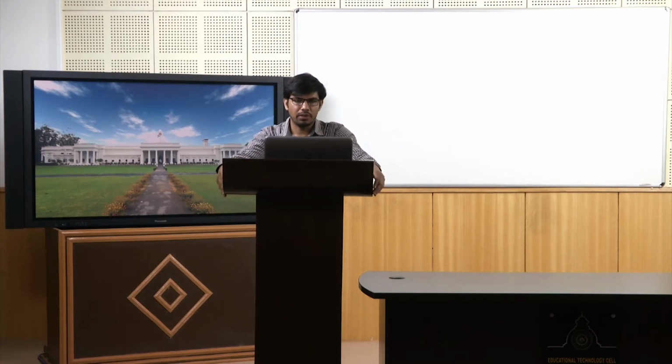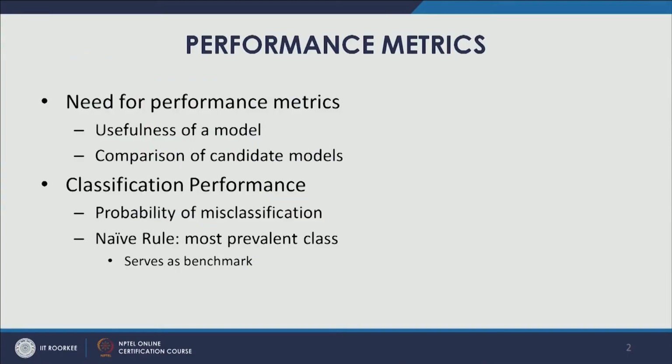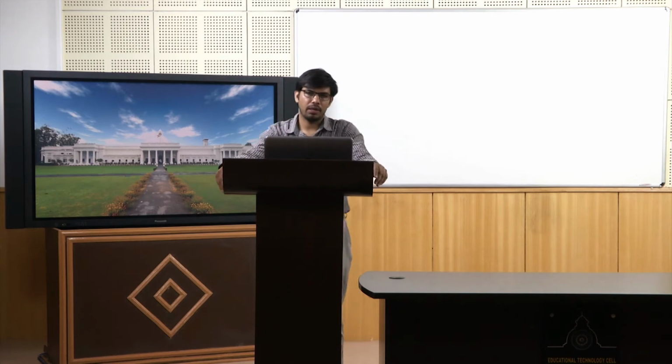So, for classification, generally this is the metric that we use: probability of misclassification. If the probability of misclassification is on the lower side, that can help us determine whether a particular model is useful or giving better performance or not. So, for different candidate models we can look at the probability of misclassification, and then compare their performance or their usefulness for the task at hand.